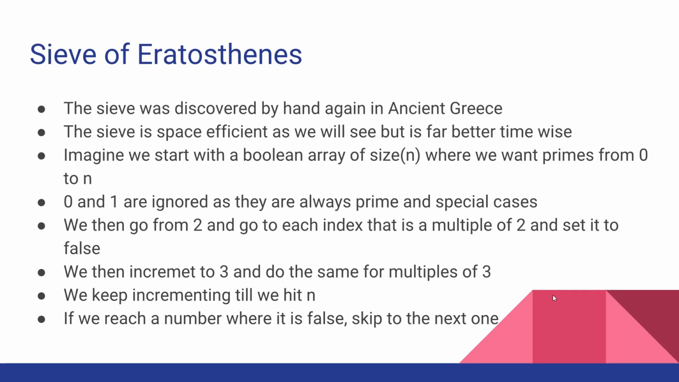So we ignore 4. We don't have to do the multiples of 4. We simply skip to 5. Well, 5 wasn't already set to false, 5 is still true. So 5 is added to the list of primes, and then we do the multiples of 5: 5, 10, 15, 20, and so on and so forth.